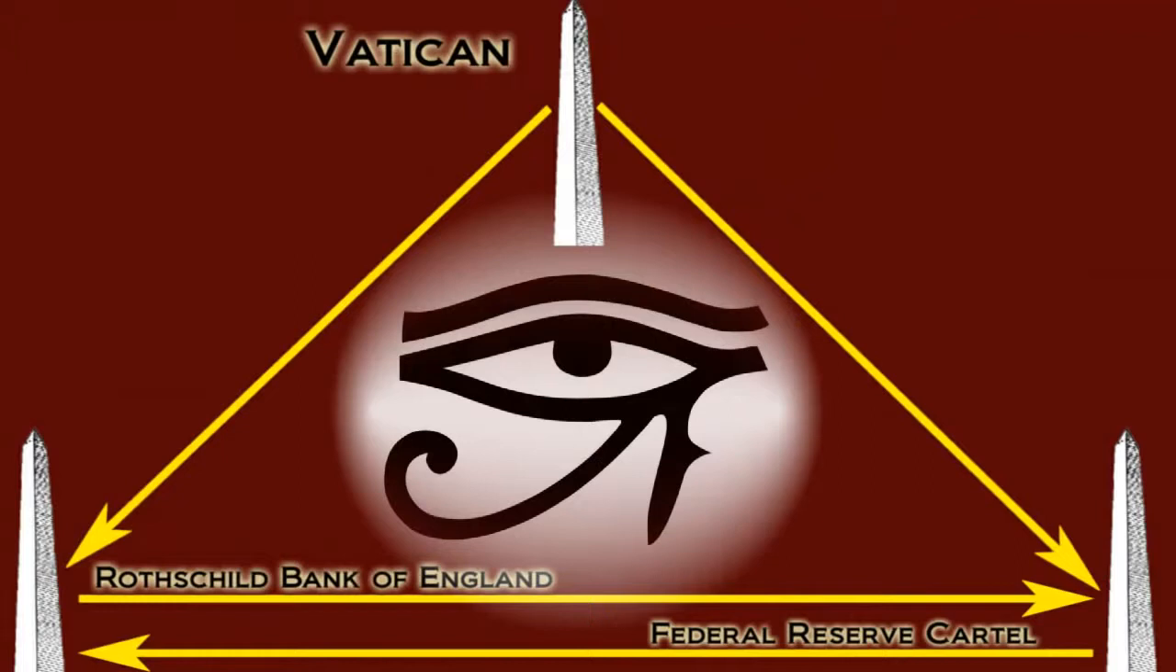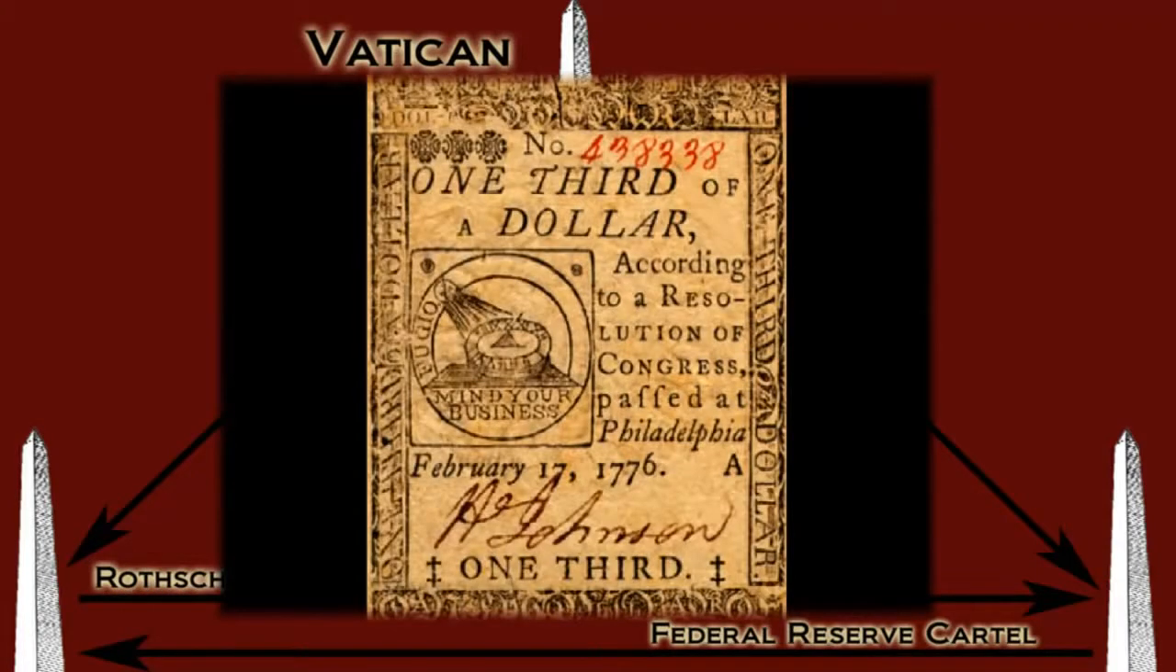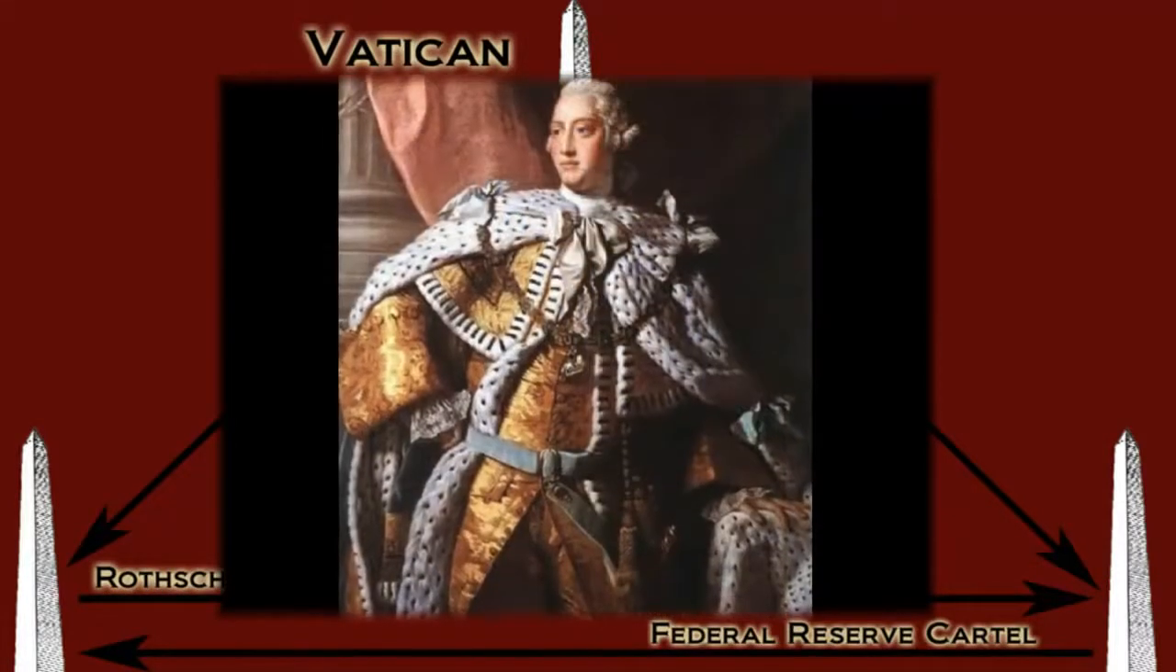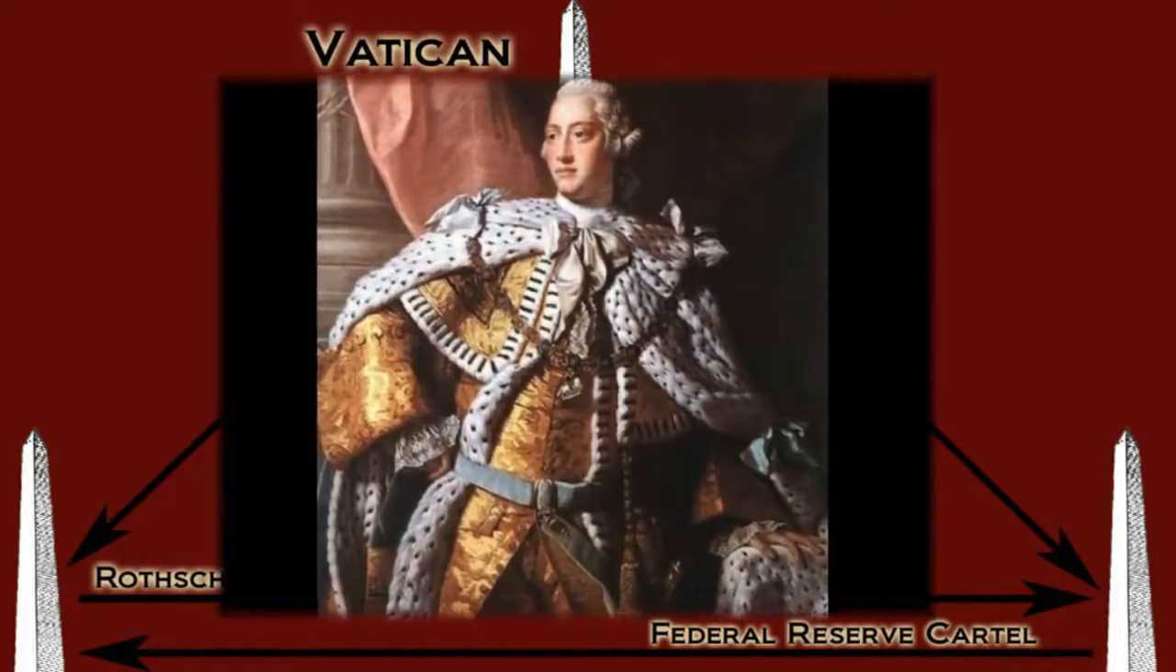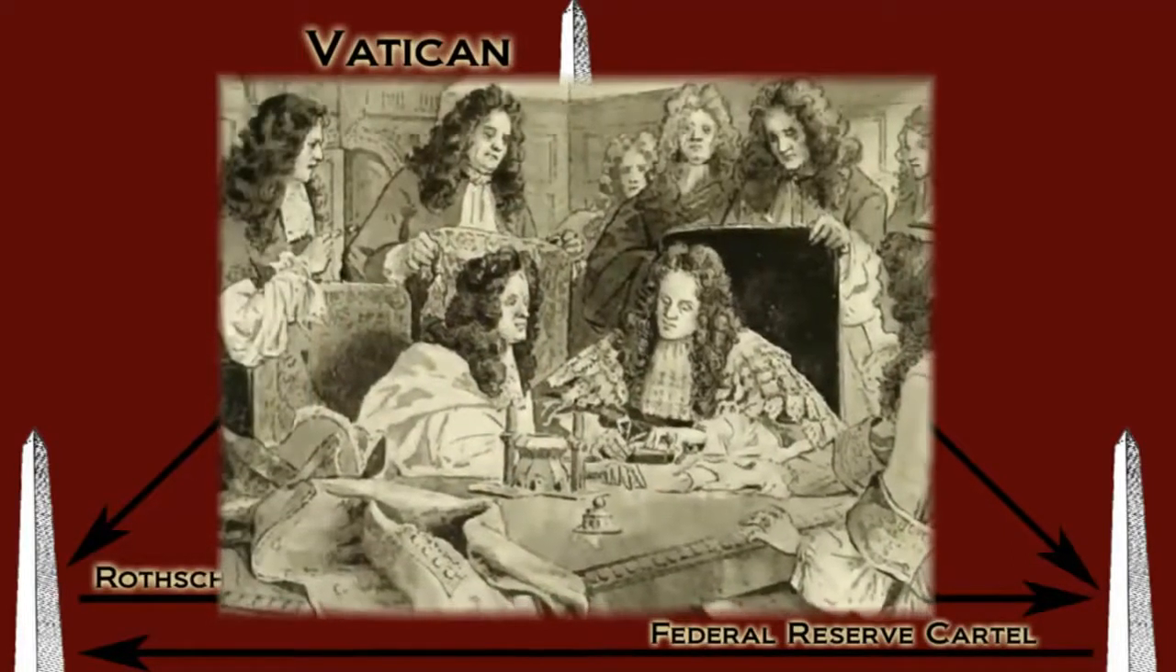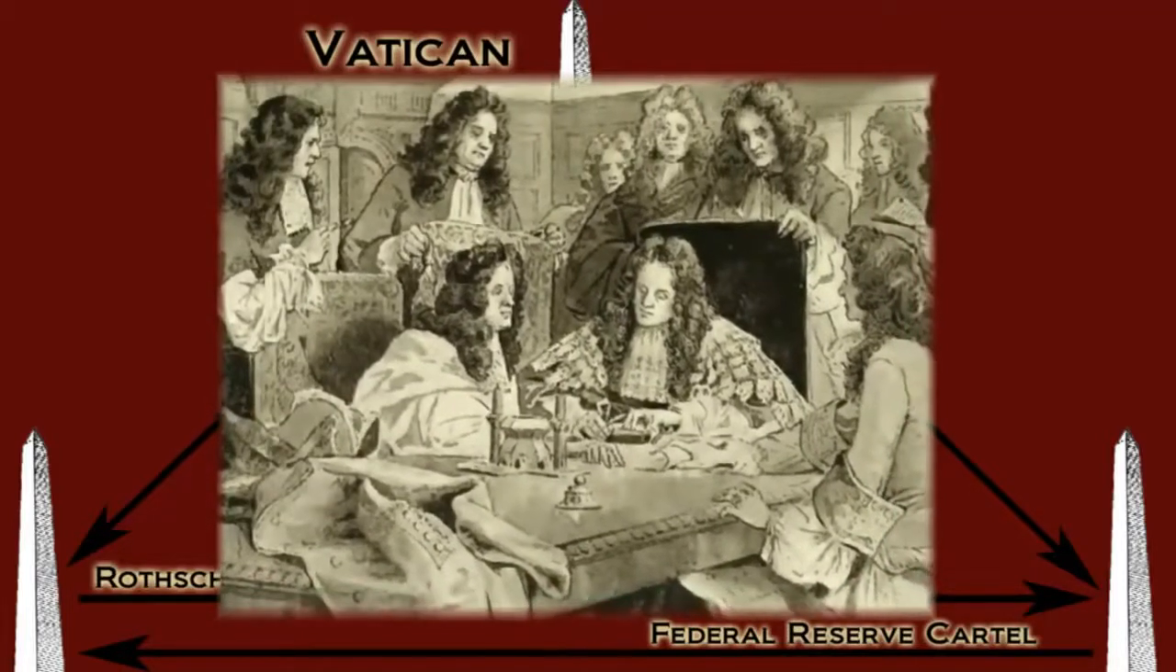And it was being used in commerce without interest. So in return, King George III of England outlawed it. He forced the colonies to borrow money from the Bank of England at interest, which immediately put the colonies into debt.